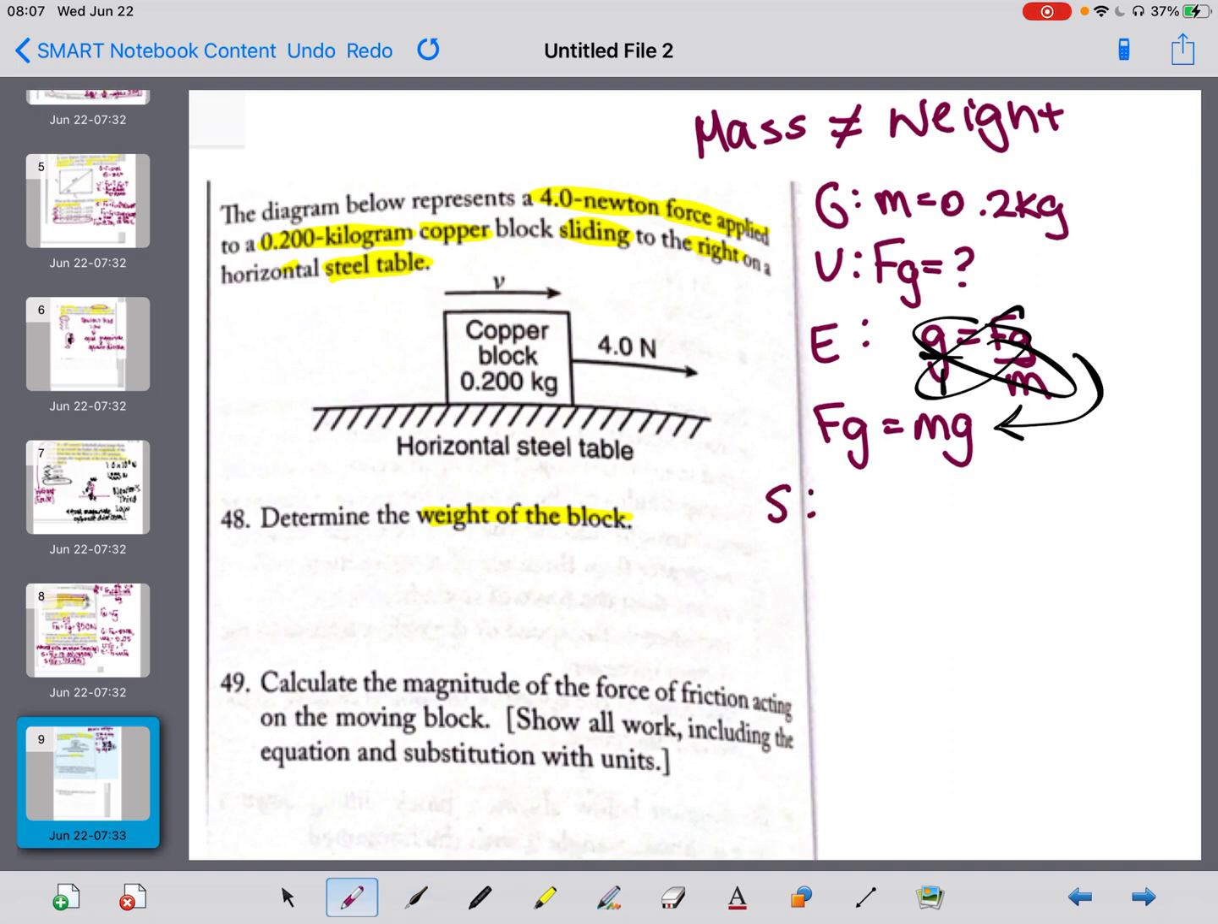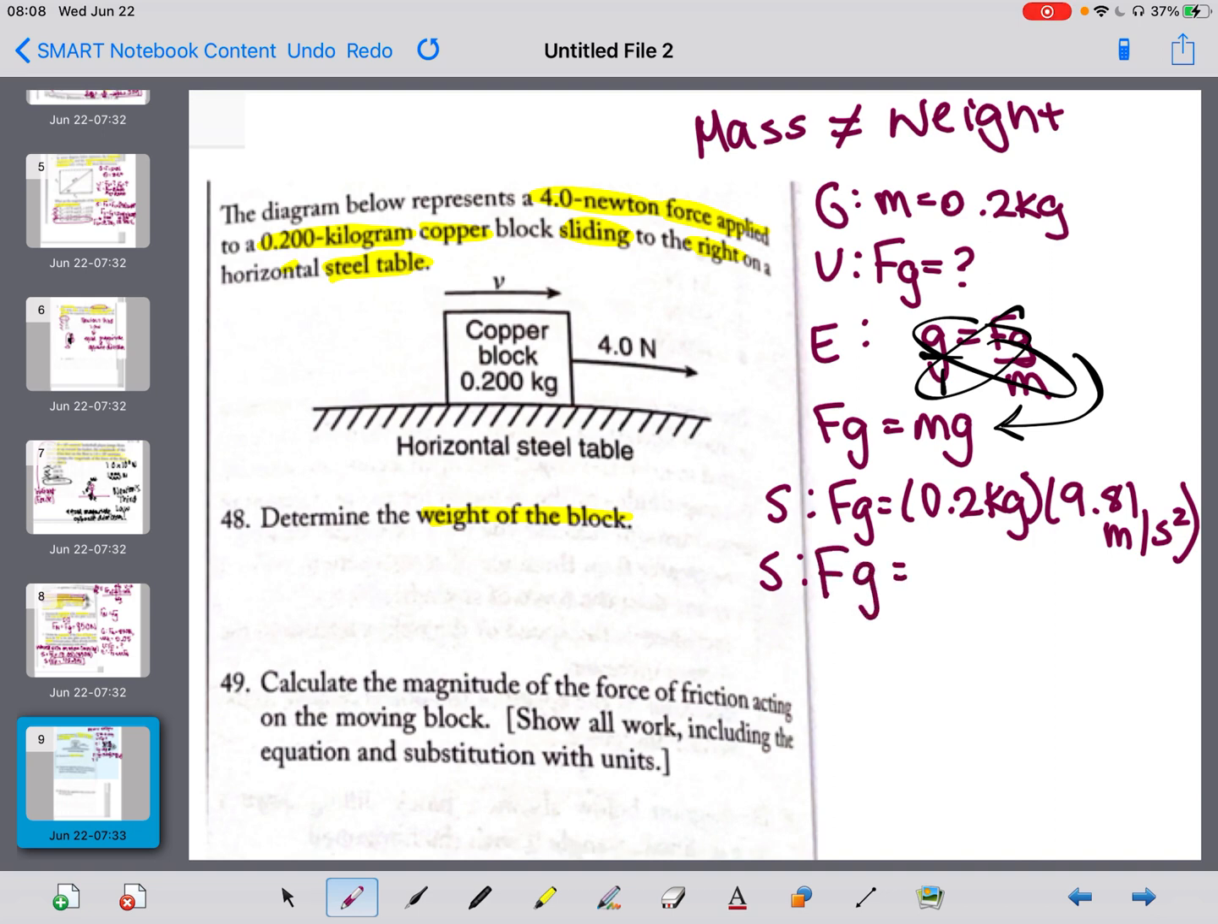So now let's substitute. We don't know the force of gravity yet. That's the thing we're solving for. 0.2 kilograms. What's my g? Well, that's known as the acceleration due to gravity, and we say that's 9.81 meters per second squared. Notice that I dropped the minus sign because I'm not trying to say that my weight is going downwards. I'm just trying to say what the actual magnitude is. So then you would just calculate this. You would do 0.2 times 9.81 and you would get 1.962 newtons for your weight.